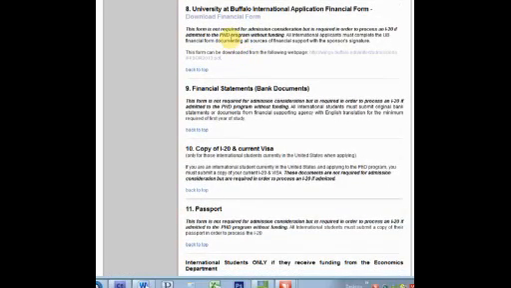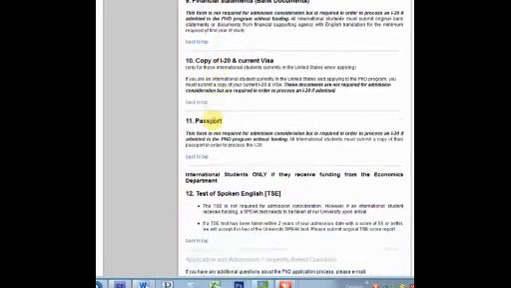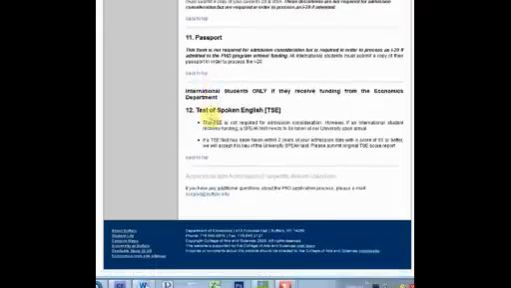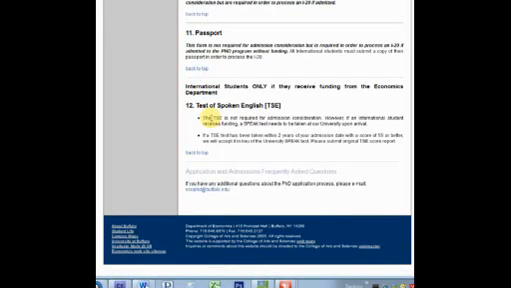The following documents aren't required for admission consideration, but they are required if you're admitted to the program: the UB financial form, financial statements, and a copy of your passport. Again, those documents are only required if you're admitted to the program to process an I-20. The test of spoken English is only required from admitted students to the department, and that's usually taken upon arrival.